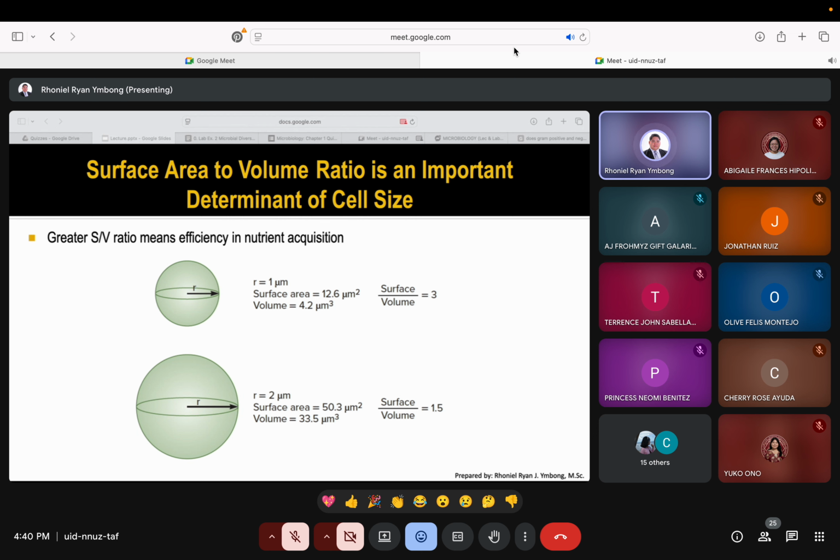So eventually, if you have a large surface area, meaning you have a large area that can absorb the nutrients present in the environment. That is why when you have higher surface area and lesser volume, it could create a smaller sized bacterial cell but highly efficient in nutrient acquisition. That is why the size of the bacterial cell is very small. So it has really something to do with surface area to volume ratio.